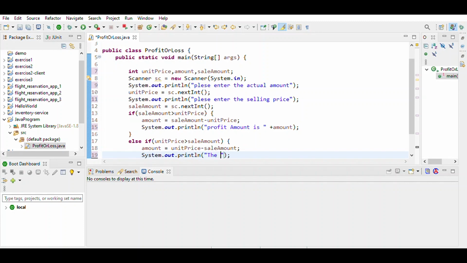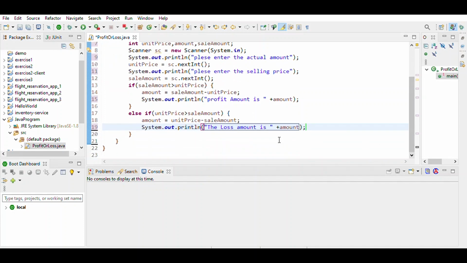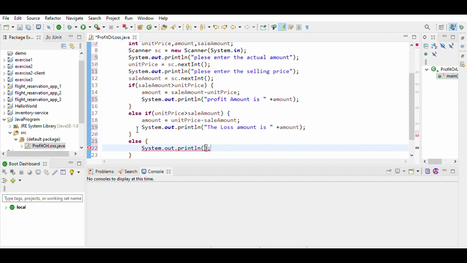The loss amount is plus amount. Otherwise no profit and no loss. No profit and no loss.